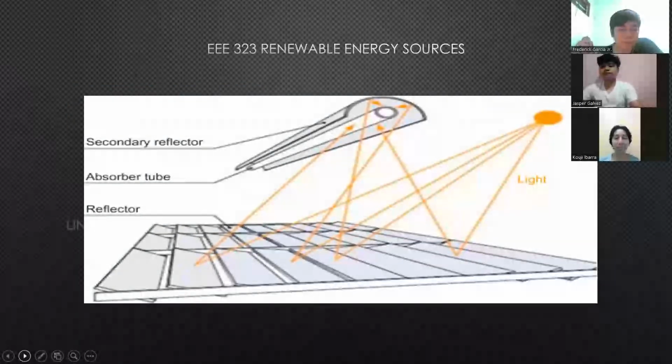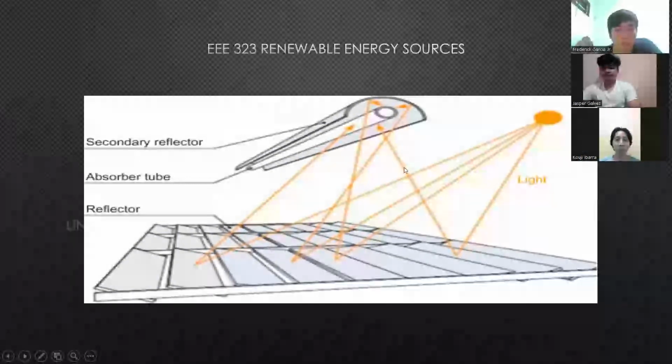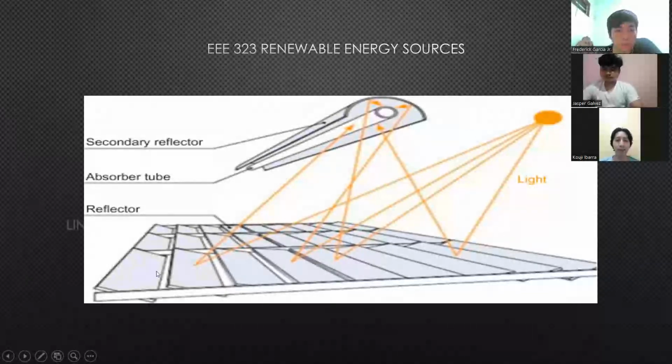Yet another flavor of solar thermal power plants. It's another spin on focusing the sunlight into a specific point. Here we have a bunch of reflectors laying on the ground. They reflect the sunlight into the secondary reflector, which in turn reflects it into the absorber tube. The absorber tube gets heated, and it contains the transfer fluid, which gets superheated.